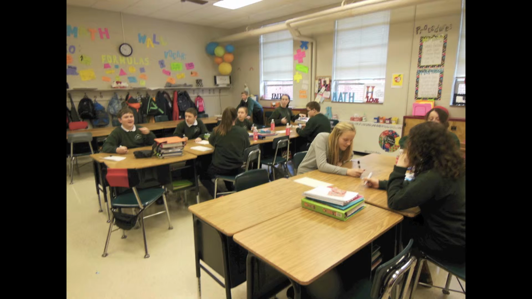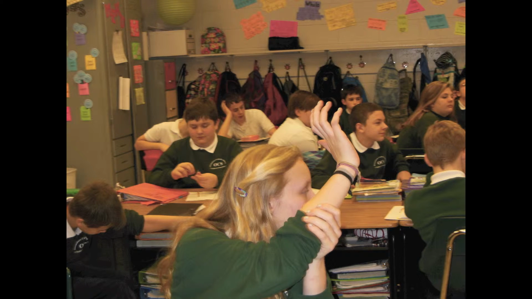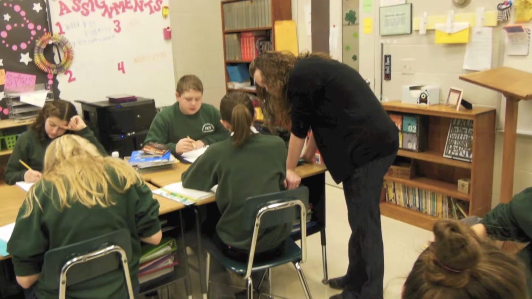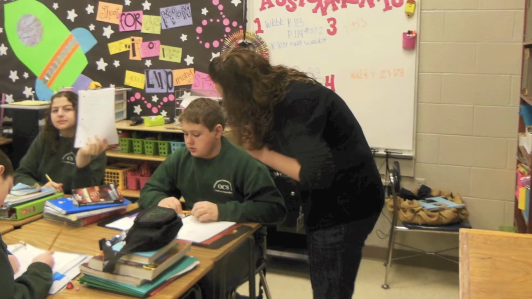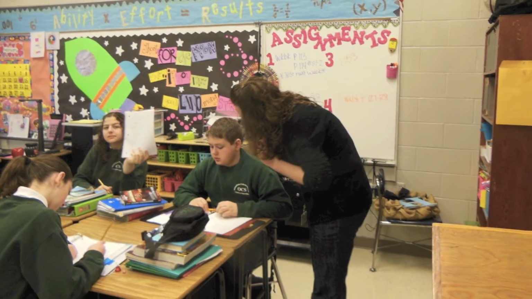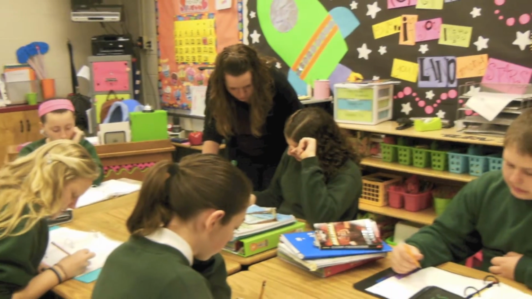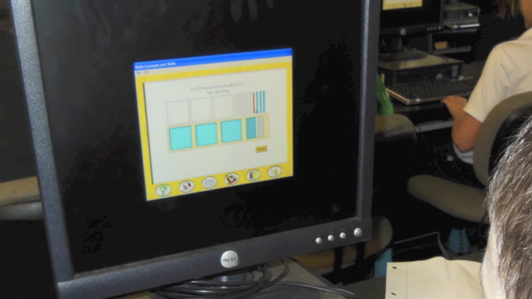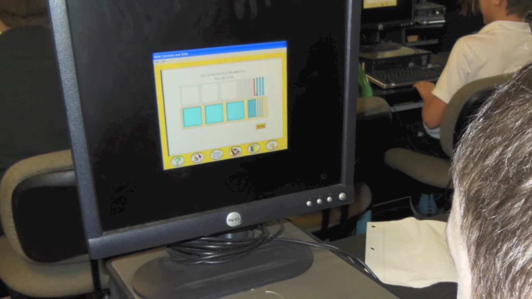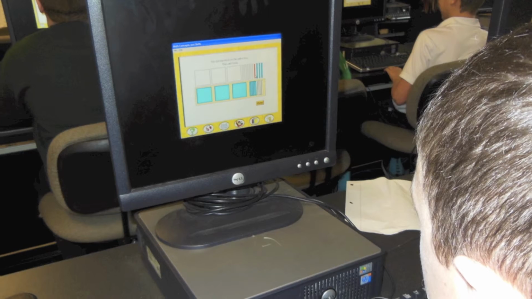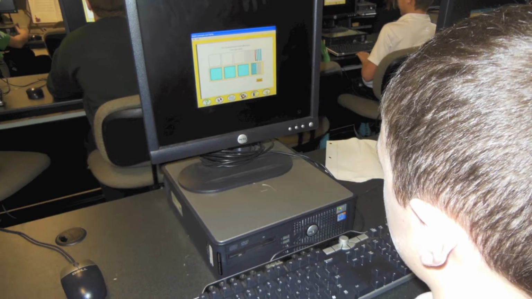The Title I teacher helps students attain grade level proficiency by providing one-on-one instruction as well as working with students in small groups. Other strategies that the school as a whole uses for math are Success Maker and Star Math.